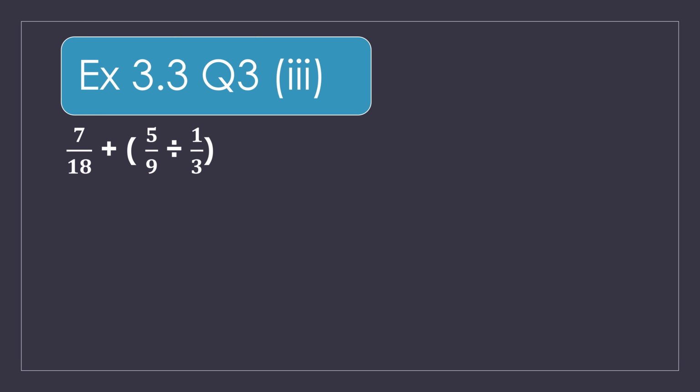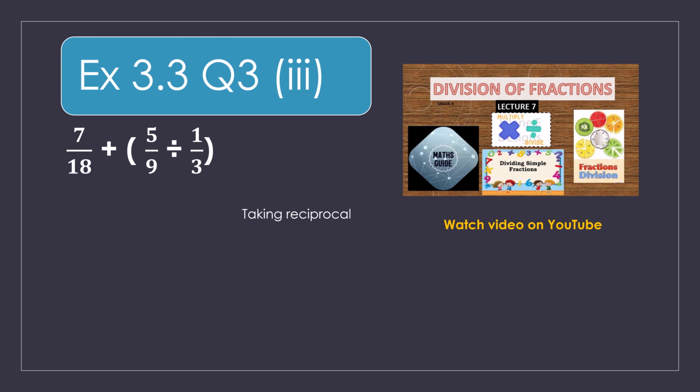Now we have only one parenthesis, and within the parenthesis we have division. Again, you know, when we have division between fractions, we take the reciprocal. And what we do in reciprocal, we flip the right side fraction. After taking the reciprocal, we get 5 by 9 into 3 by 1. Now this division symbol has been removed and the multiplication symbol is here.